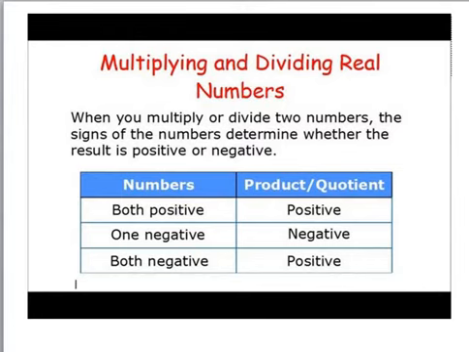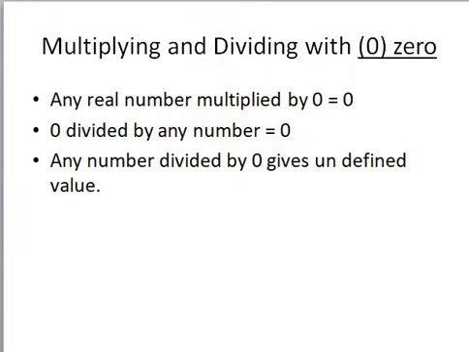Then we say, if we multiply and divide with 0, it's okay unless 0 is in the denominator. I cannot divide any number by 0. It will be an undefined number. I cannot deal with it with other real numbers. It's not a real number actually.